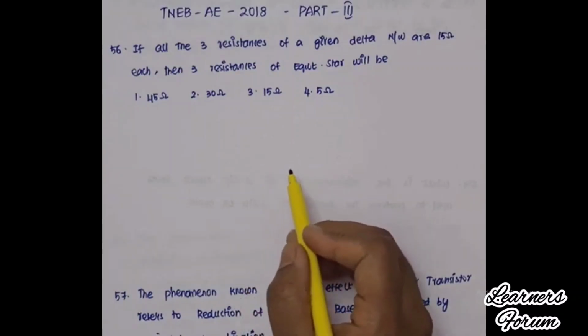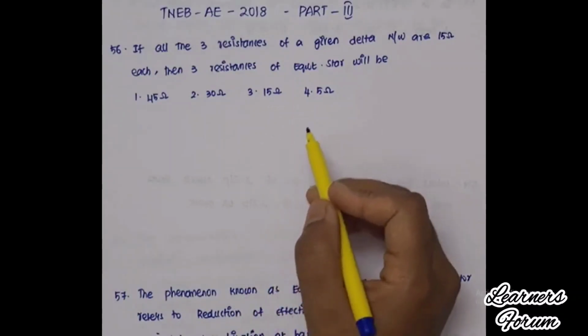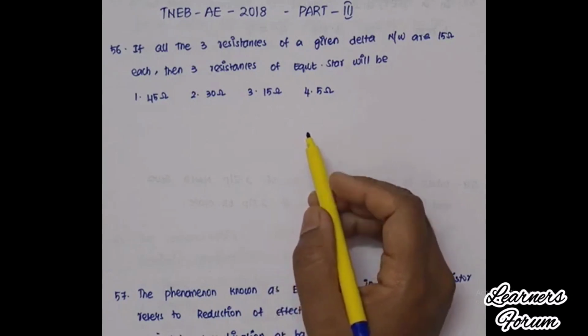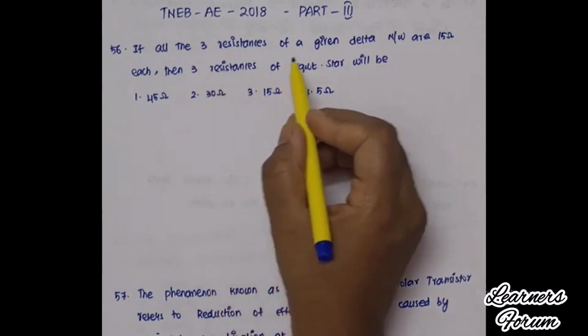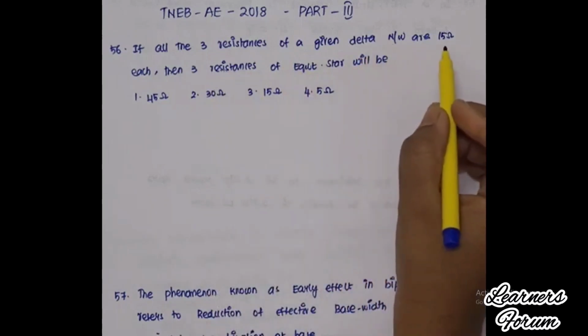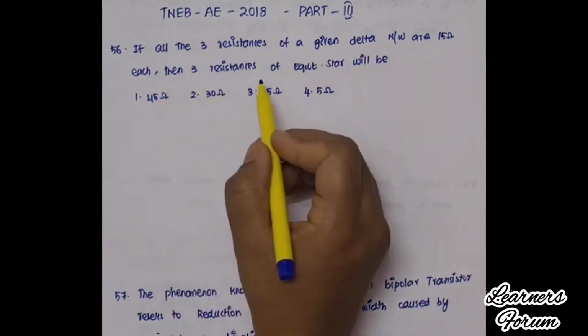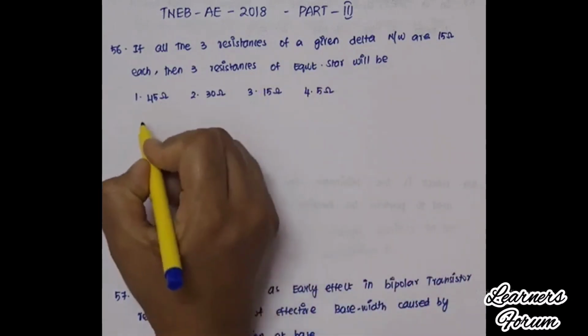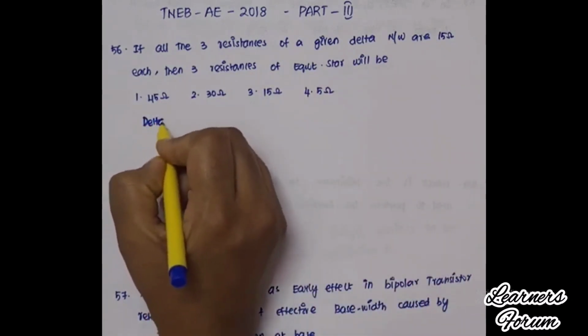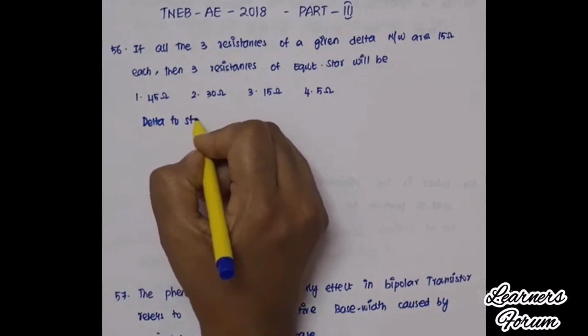So from this video, let us see the previous year question papers of TNEB AE exam for 2018. Under part 3, let us solve the technical questions now. First question, if all the three resistances of a given delta network are 15 ohms each, then three resistances of equivalent star will be. So to solve this question, we need to know the conversion from delta to star.